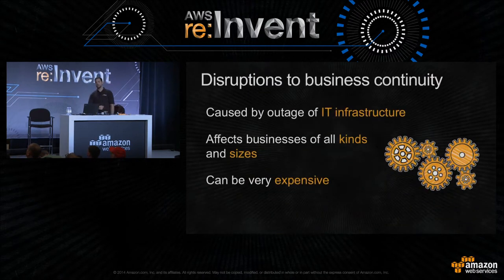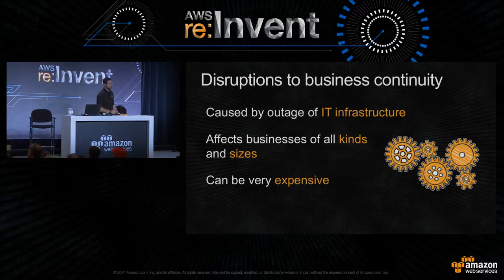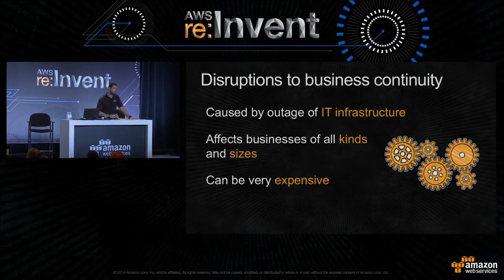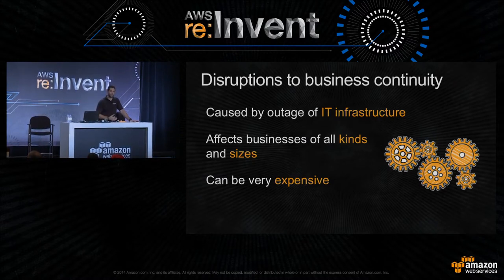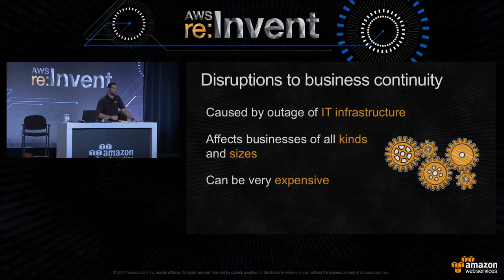Okay, so let's talk about disruptions to business continuity. So these days, IT infrastructure is extremely important. Basically, if your IT infrastructure goes down, you lose business continuity, okay? I mean, that may have not been the case 50 years ago, but these days it definitely is. And that also affects businesses of all shapes and sizes.